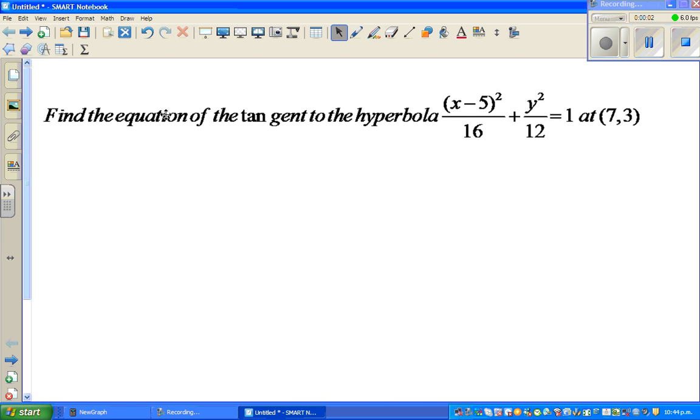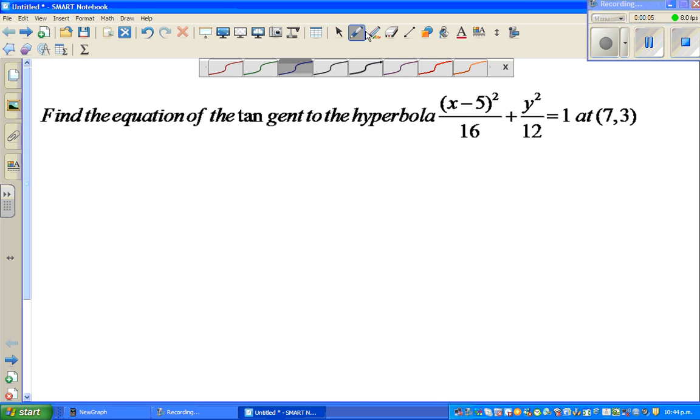Let's read this question, which is a question on conic sections. Find the equation of the tangent to the hyperbola (x - 5)² over 16 plus y² over 12 is equal to 1 at the point (7, 3). To find the equation of a tangent, which is a line, we need to find the gradient of that line.